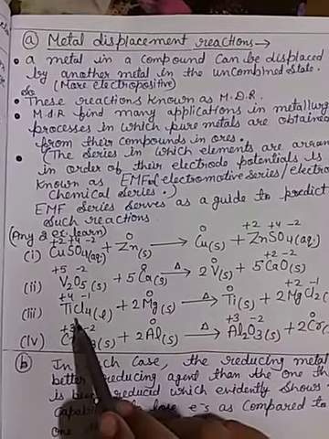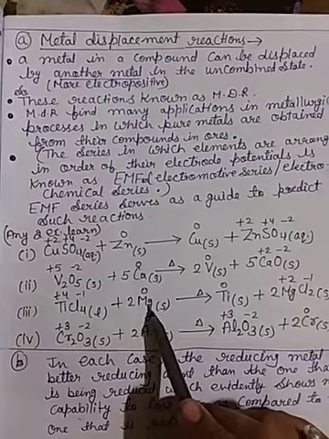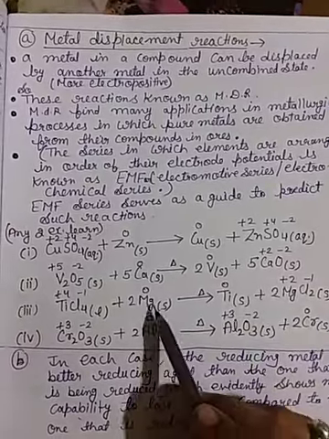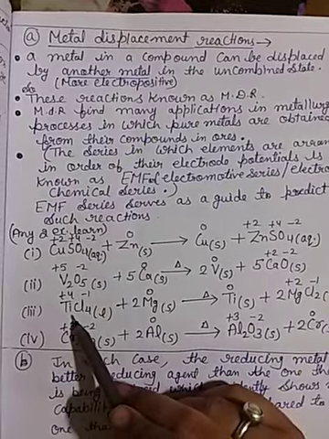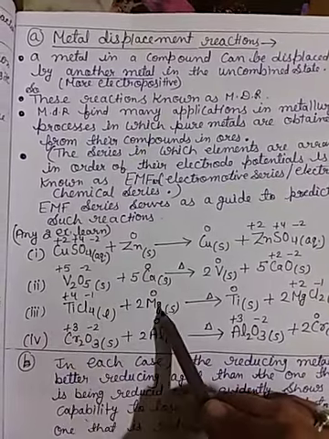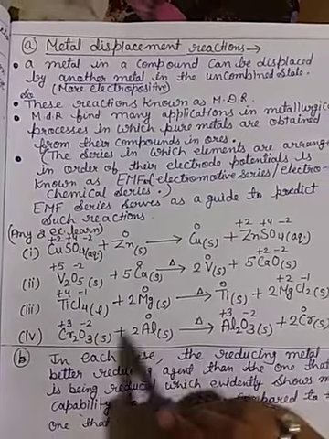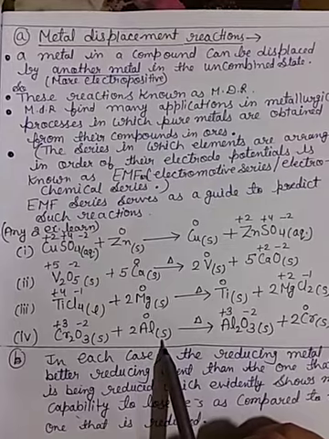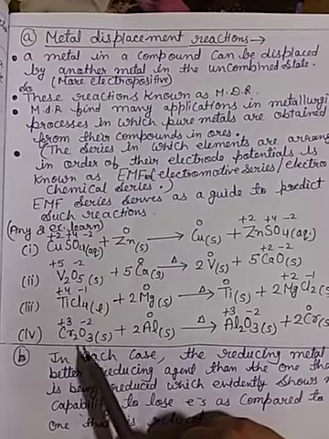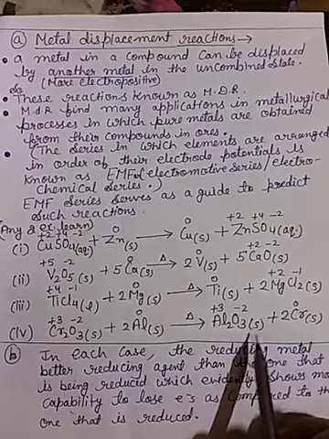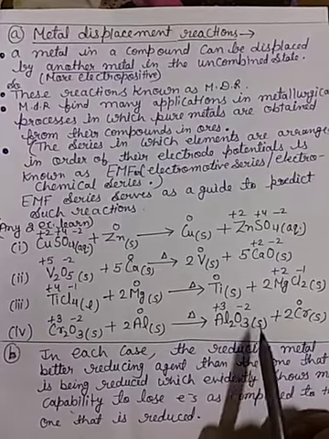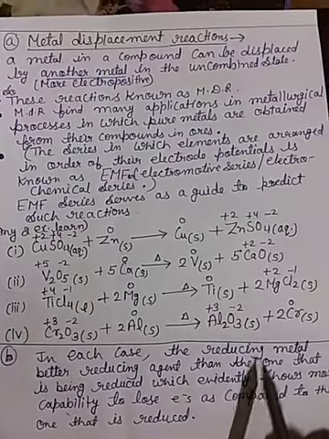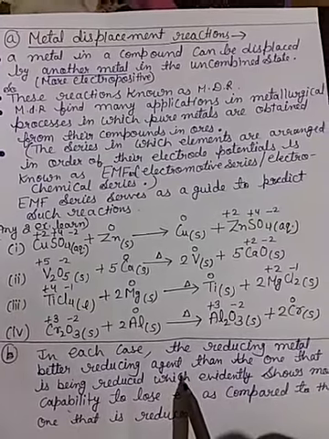Then the third example: titanium chloride reacts with magnesium and converts into titanium and magnesium chloride. Magnesium in its elemental state displaces titanium. Then Cr2O3 reacts with aluminium, which converts into aluminium oxide, Al2O3, and chromium is displaced. In each case, the reducing metal is a better reducing agent than the one being reduced.